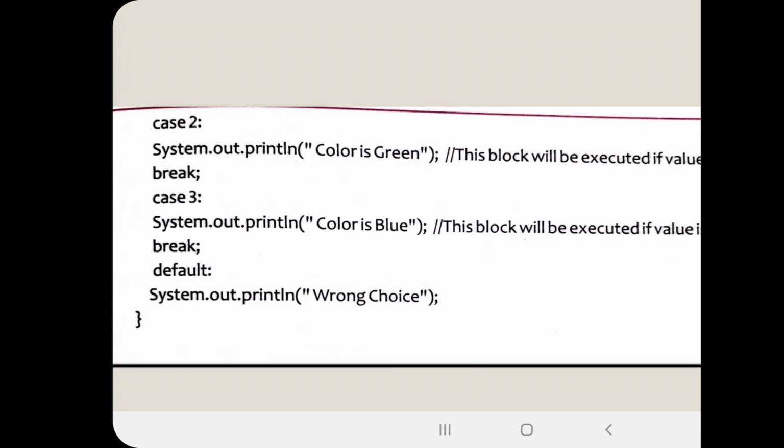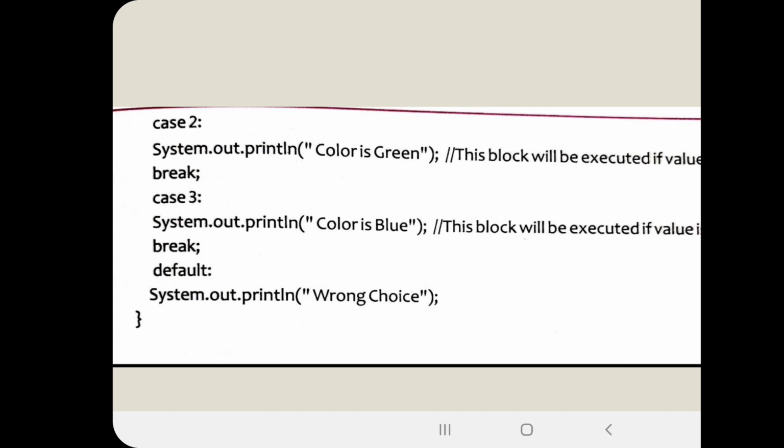System.out.println has taken color is green. And again we have written break. The comment written on the right side is not required to write; it is only to make you understand. If you don't use this break, this block will be executed. You have to write the program till the semicolon is given.